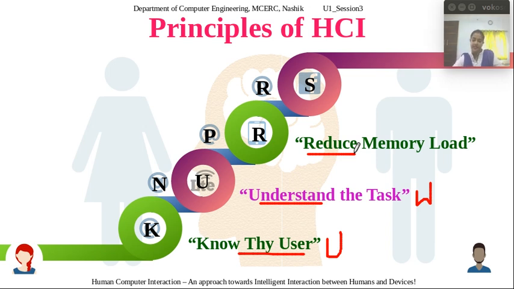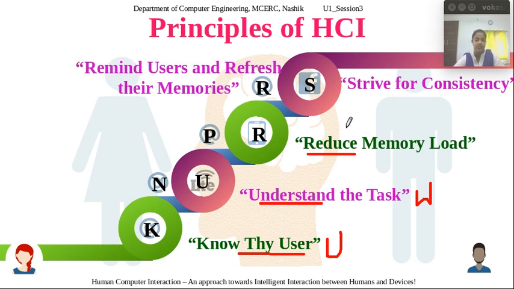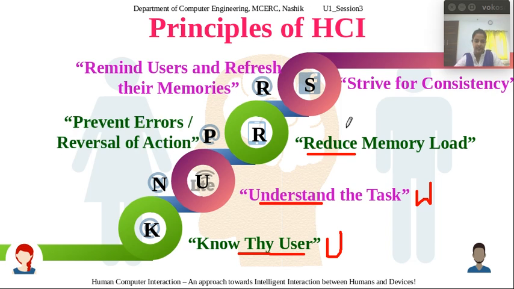Okay, so in this session now we are going to discuss the remaining few principles of HCI, out of which the first principle is strive for consistency. The next one we are going to discuss is remind users and refresh their memories. Next, we have prevent errors or reversal of actions. Next one is naturalness. The last principle is the naturalness property.